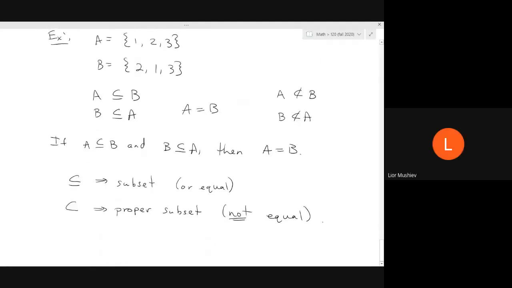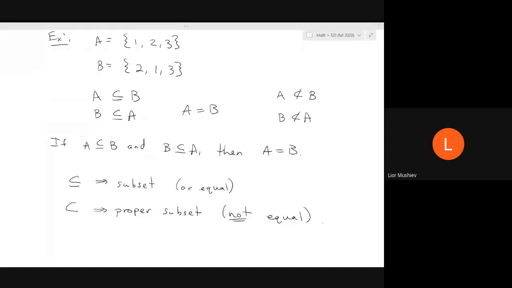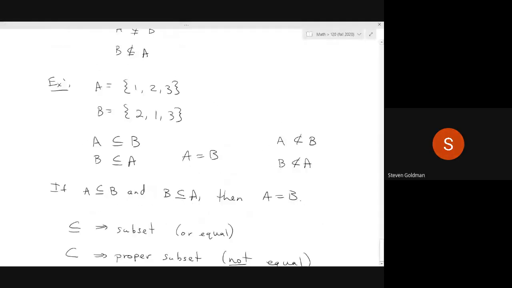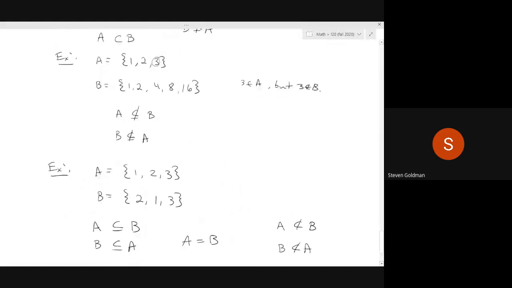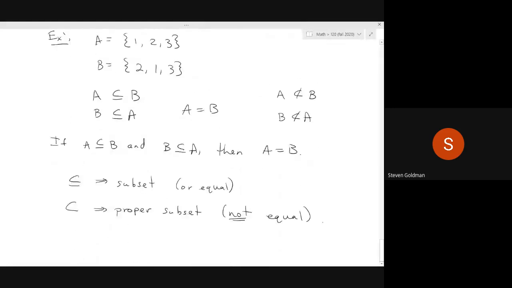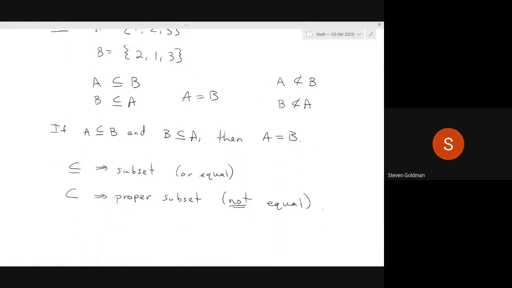Is there such a thing as just a proper subset, and then another subset? Say that again, I'm sorry. Can it be that there's just a proper subset? Oh yeah. If it's a proper subset, then it's also a subset. But if it's just a subset, it may not be a proper subset.